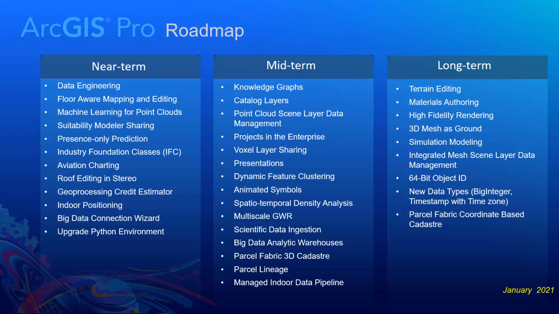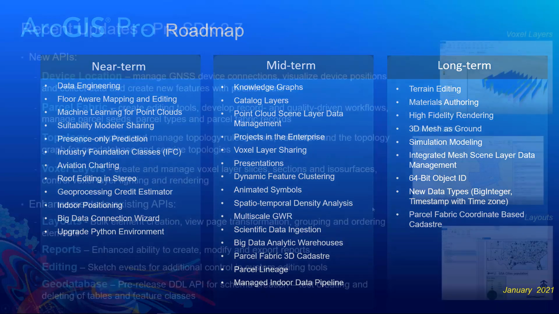As you're looking at the future of doing development with Pro, a great resource for you is the ArcGIS Pro roadmap document that's hosted on GeoNet. It shows what's coming in terms of near-term, mid-term, and long-term, and provides descriptions of each one of these different new capabilities that are coming.